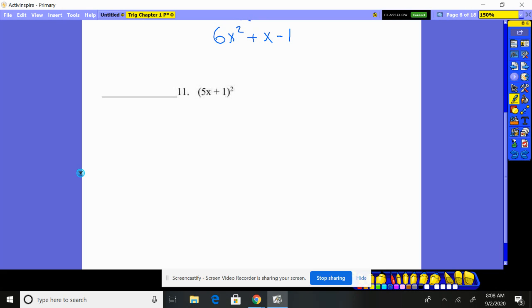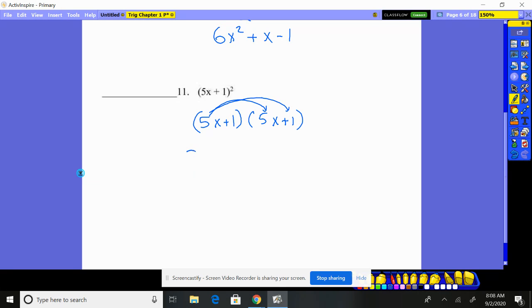We have that entire 5x plus 1 being squared. That simply means you have the 5x plus 1 times another 5x plus 1. So now I'm going to do exactly what I did above. The 5x is going to get distributed through to each piece. And then the 1's going to get distributed through.